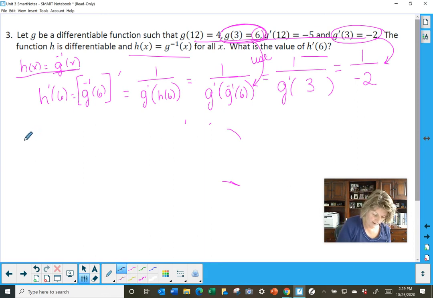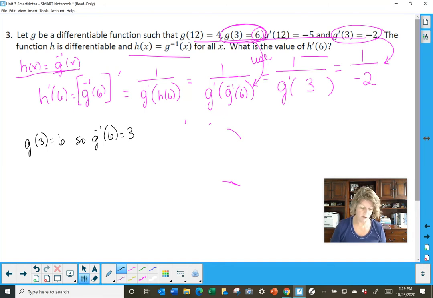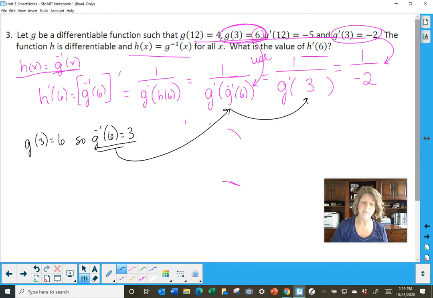I'm going to go over here and say that g of 3 equals 6, so g inverse of 6 equals 3. That's one of those things that we knew and we had to use right there to get that. And that all came off of that.